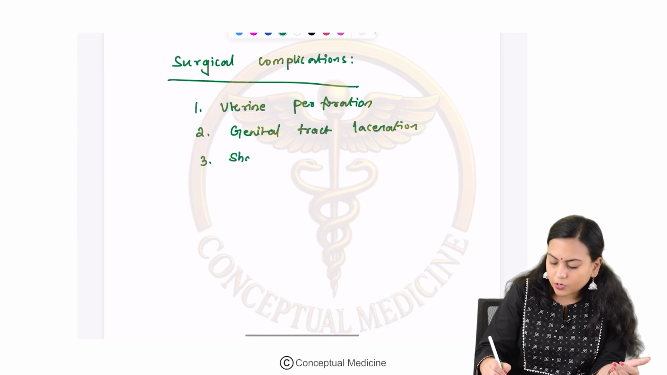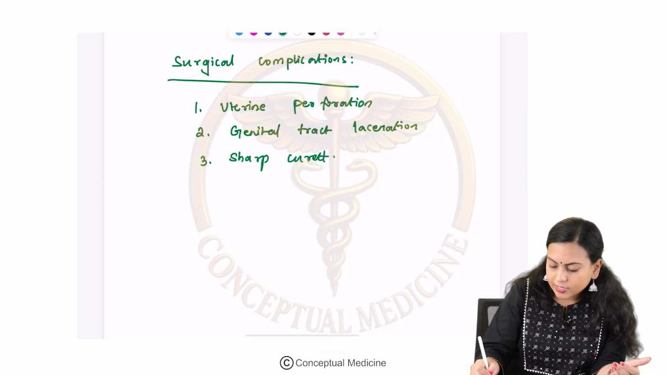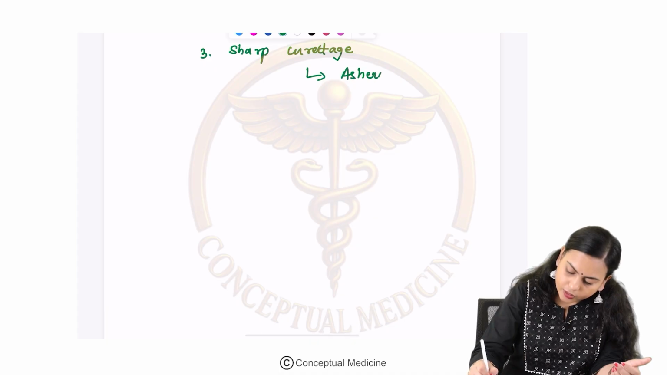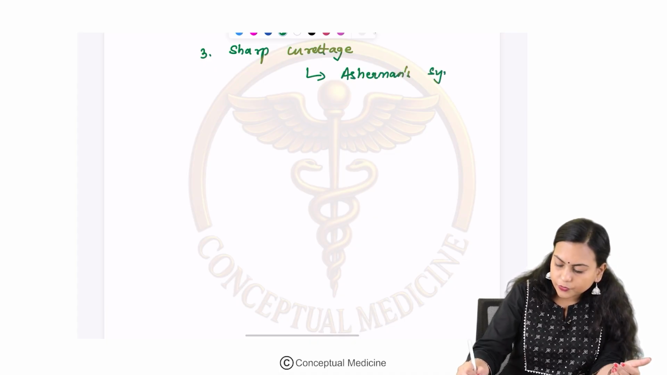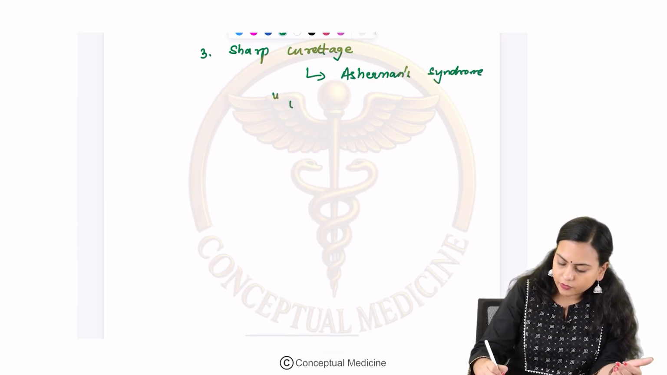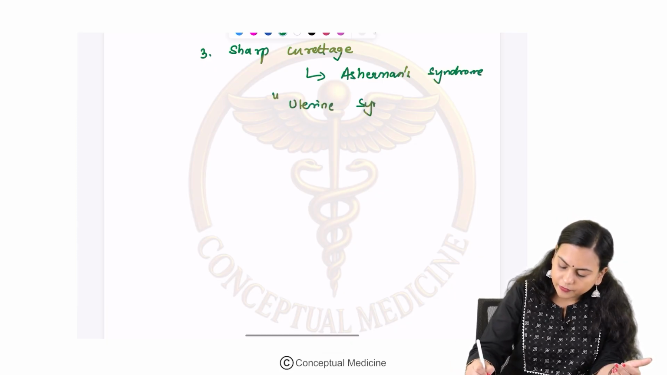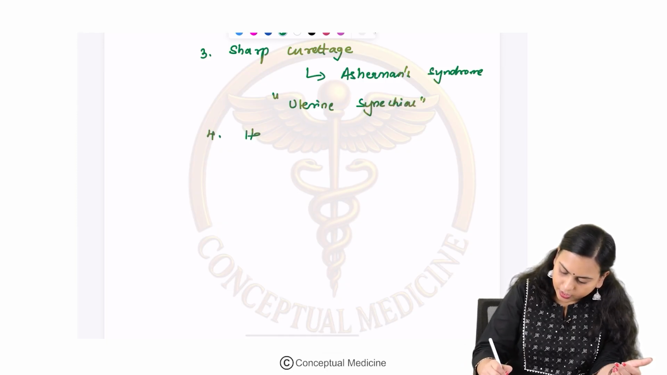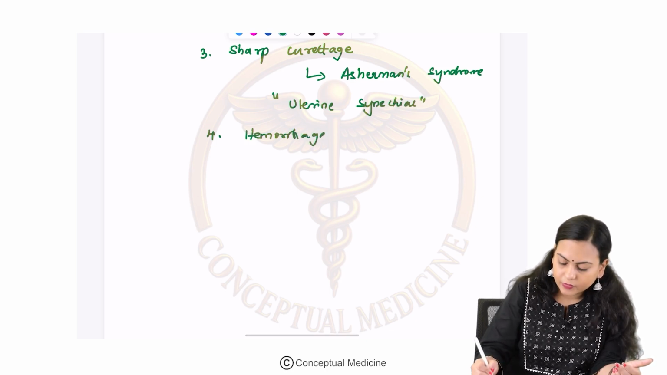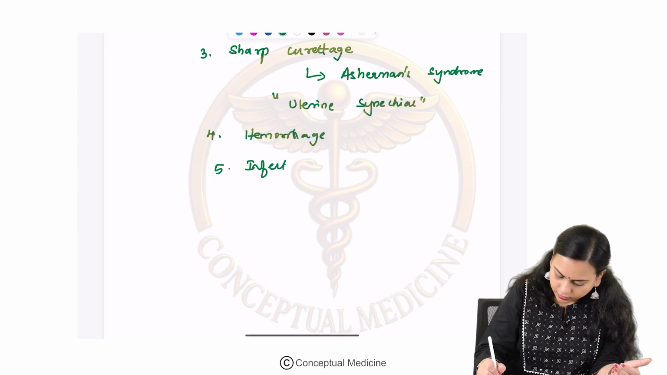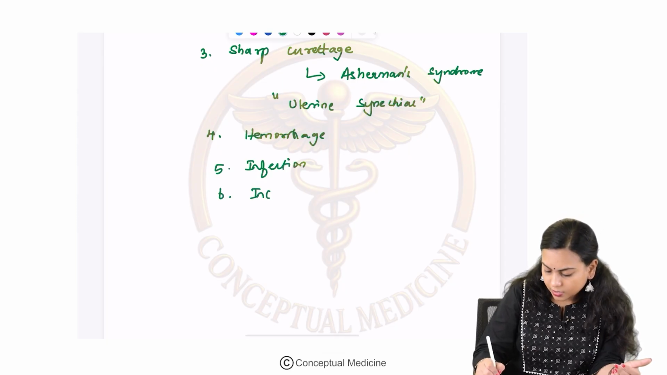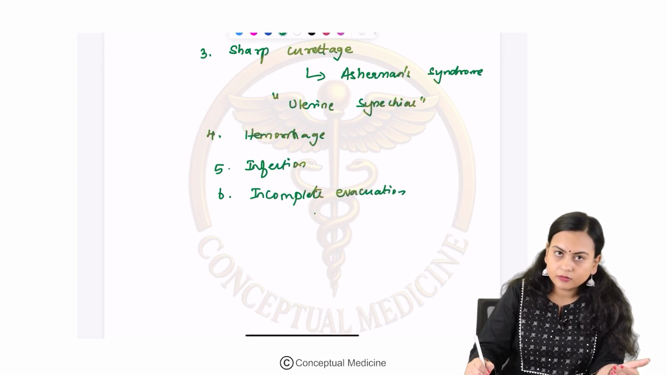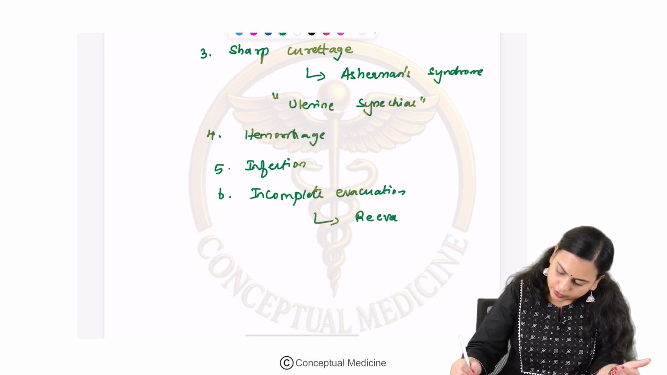When you do a sharp curettage, that's why I was stressing upon blunt curettage. If you do a sharp curettage, then there can be chances of Asherman syndrome also, that means formation of uterine synechiae. Next, there can be risk of hemorrhage, infection, and sometimes there can be incomplete evacuation also that will result in re-evacuation.